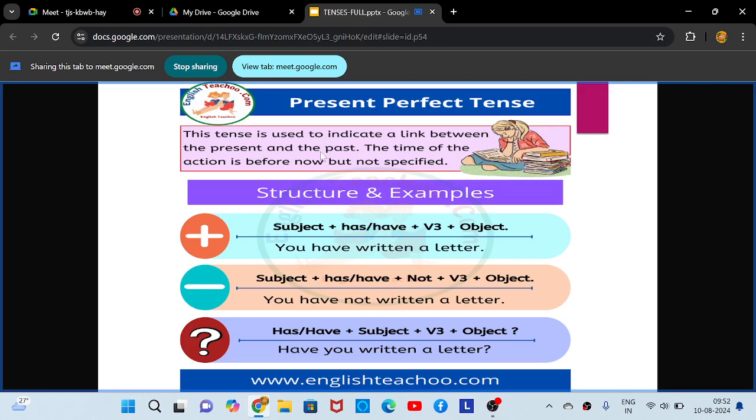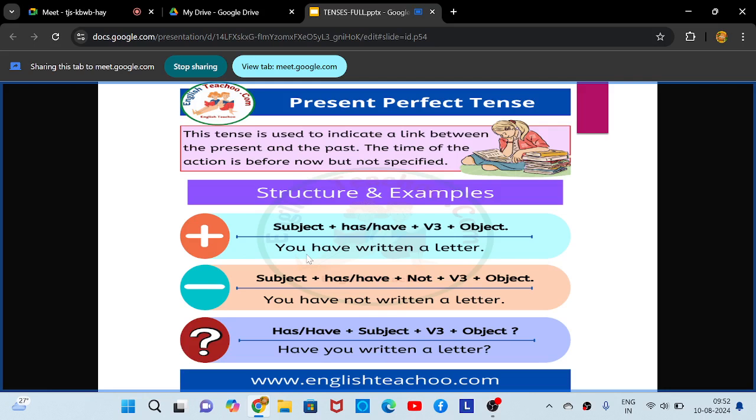Then there is also an example. Present perfect tense is used to indicate a link between the present and the past. The time of the action is before now but not specified. Present perfect tense has such a special use. It is actually in the past only, but in the recent past. The time of the action will not be specified, but the action would have taken place in the recent past. So there would be a link between the present and the past.